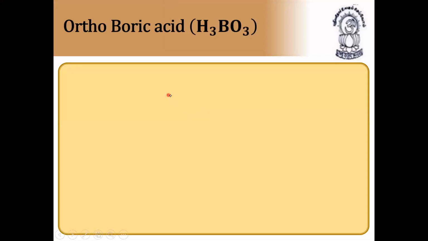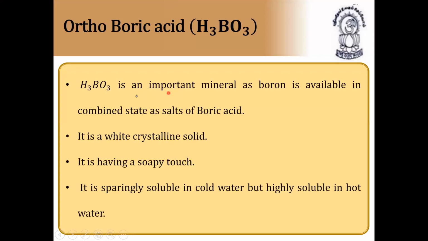So the next topic we have is orthoboric acid, that is H3BO3. H3BO3 is an important mineral in which boron is available. It is available in combined state as salts of boric acid. It is a white crystalline solid with a soapy touch. It is sparingly soluble in cold water but highly soluble in hot water.